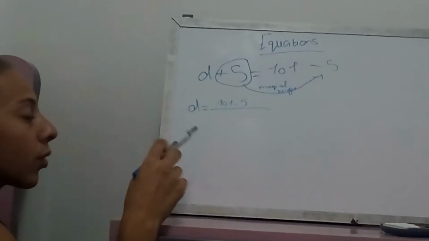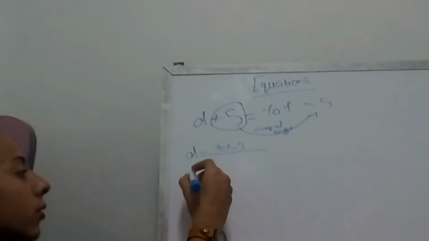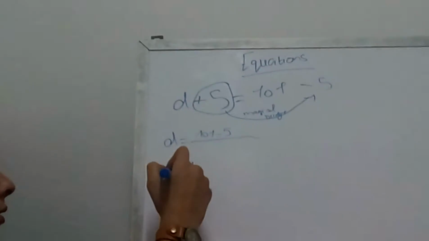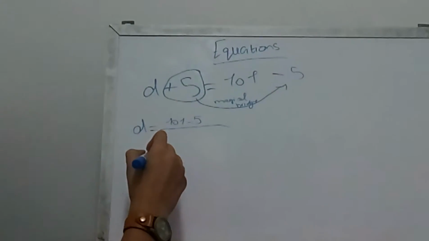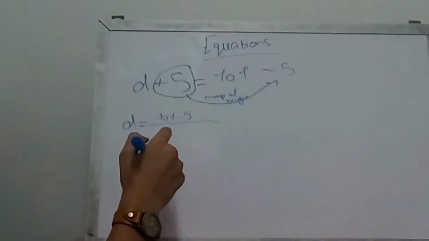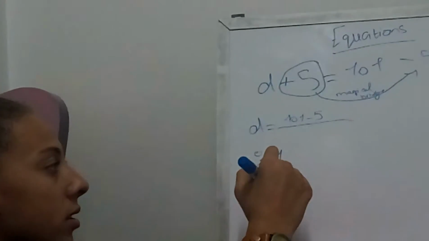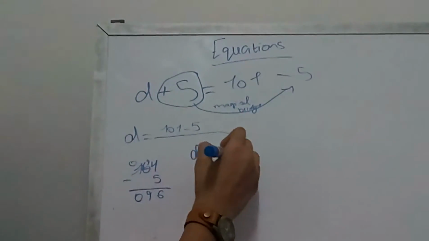d equals 101 minus 5. How do we know the answer of this? We do 101 minus 5 equals: cross out this one, make it 0, put 1 here, cross out this 10, make it 9, put 1 here, 11 minus 5 is 6, 9 minus 0 is 9, and 0 minus 0 is 0. So the answer is d equals 96.